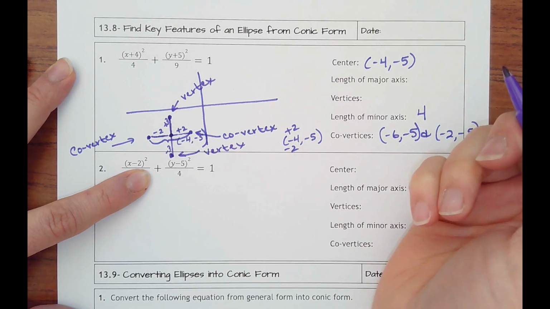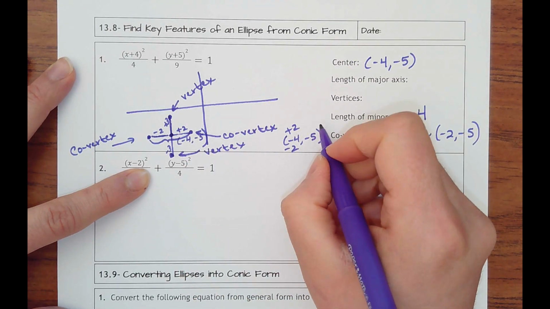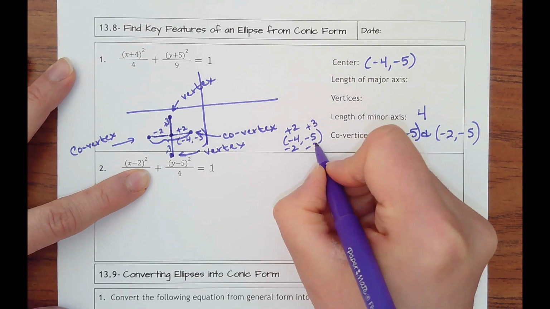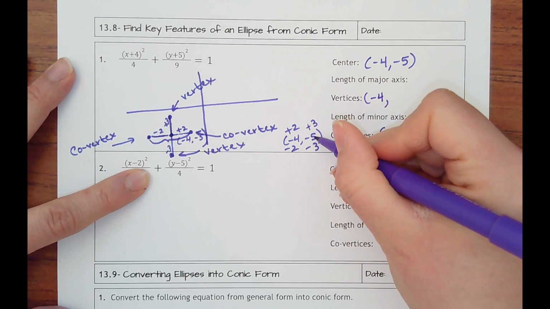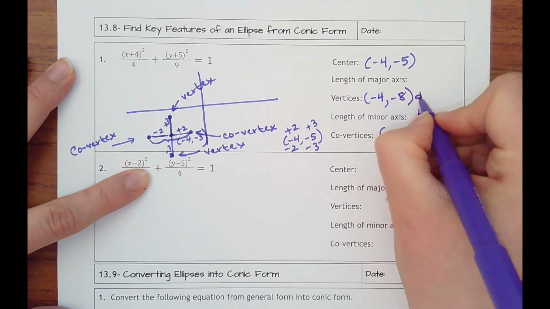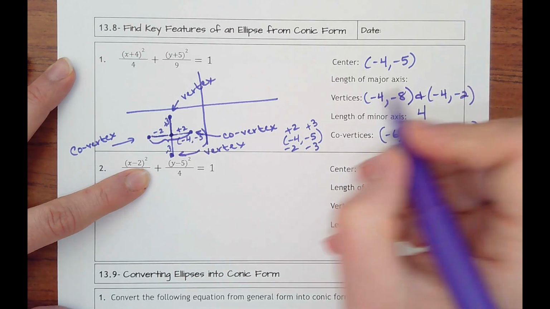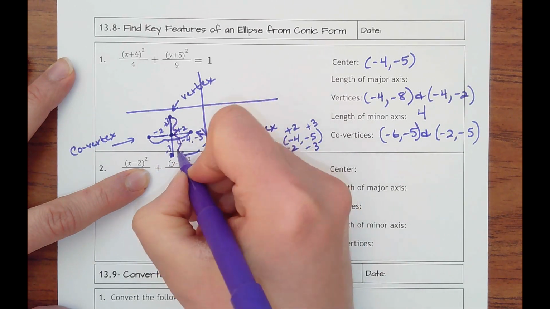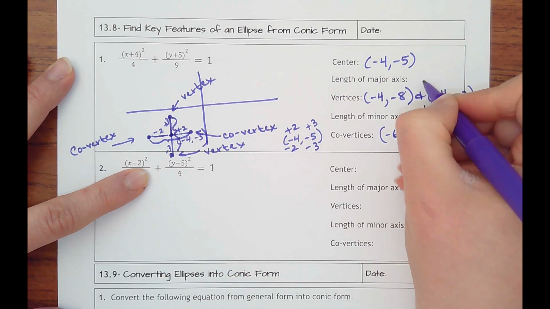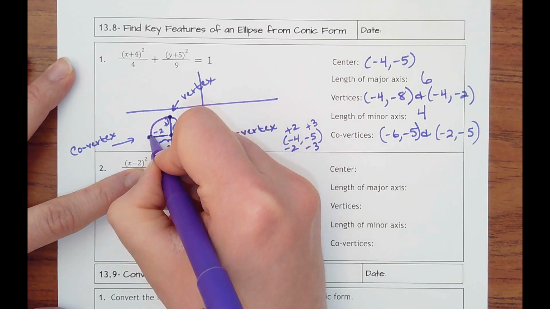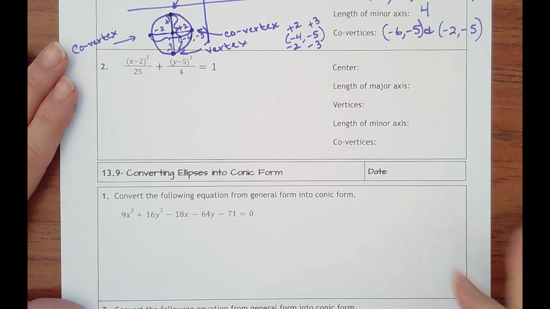Okay, so I can find my vertices then. That would be saying I'm taking my center again and I'm going up 3 and down 3, which changes the y value. So my x value stays the same. That would be -4, comma, -8, and -4, comma, -2. And then the length of the major axis would be this whole thing. So if this was up 3 and this was a distance of 3, that's a total distance of 6. And then this would be my ellipse.